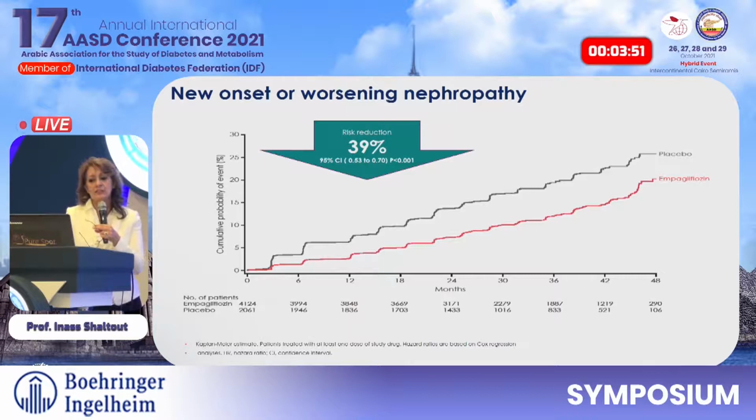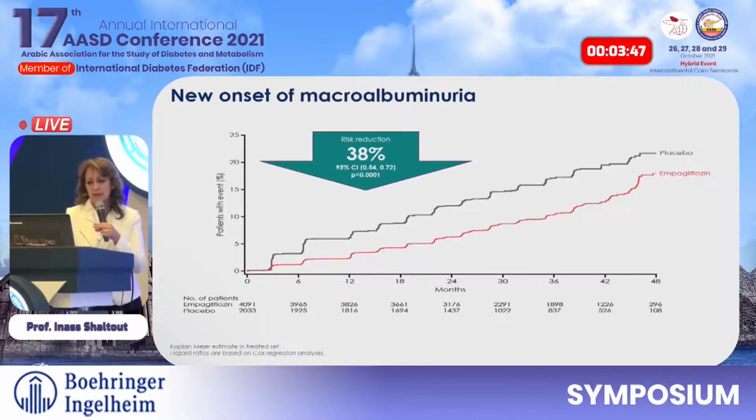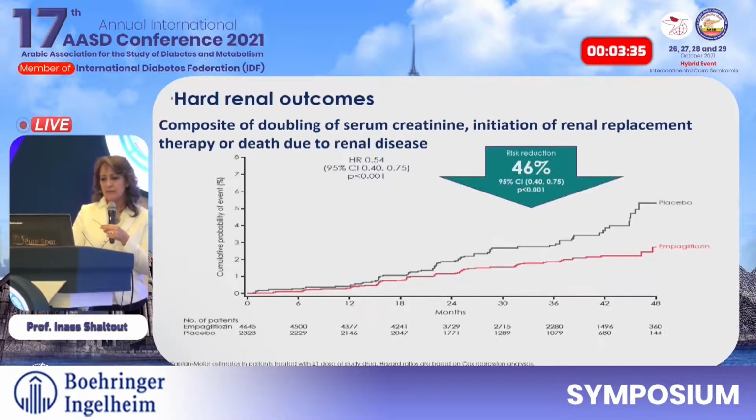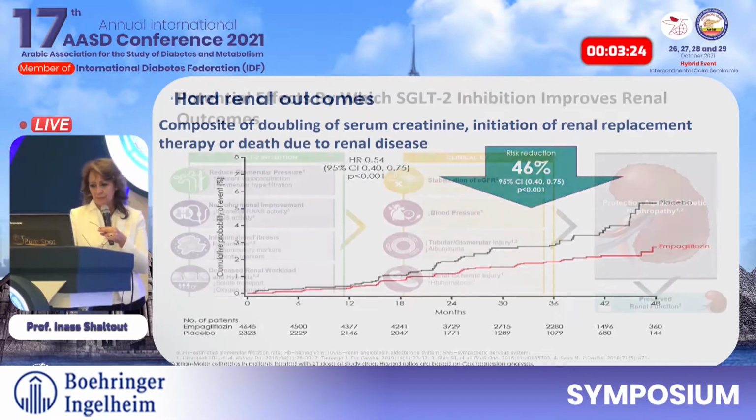Reduction of 39% in the new onset of worsening nephropathy, reduction of 38% in new onset of macroalbuminuria, doubling of serum creatinine is reduced in 44% of cases, and renal replacement therapy is reduced by 48% in patients using empagliflozin.